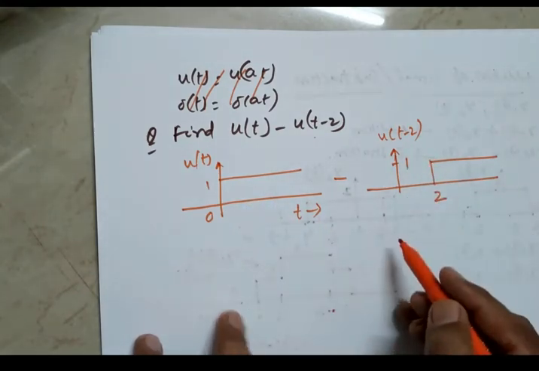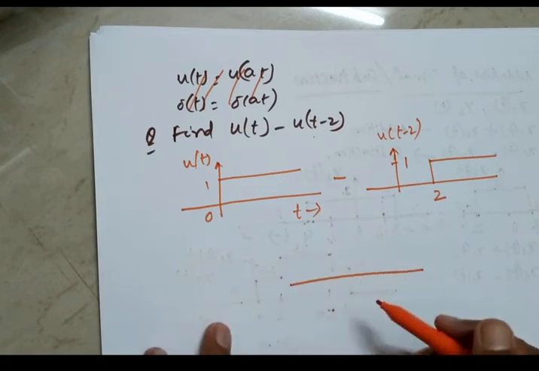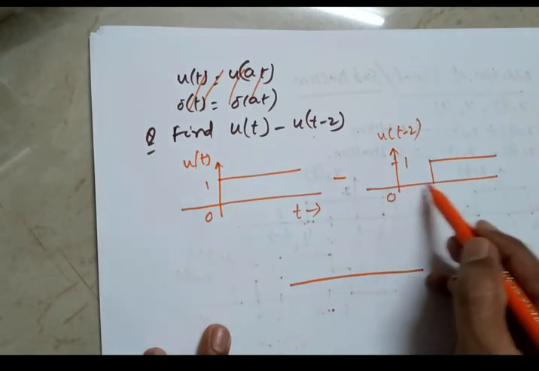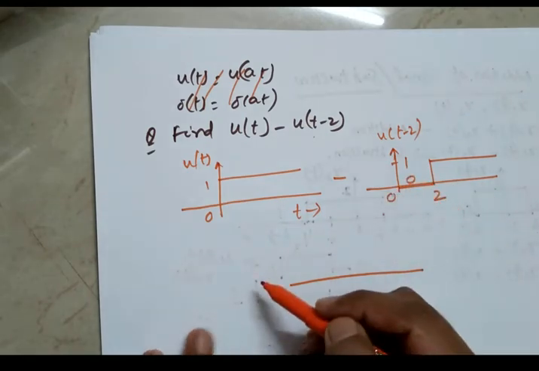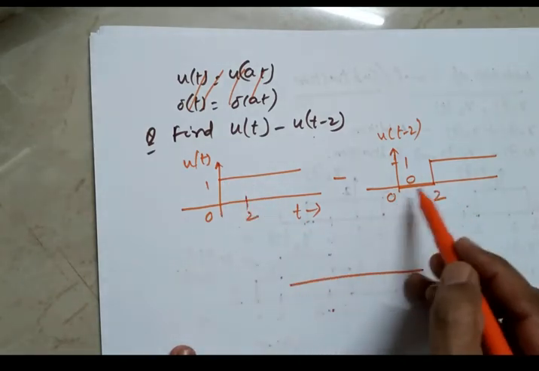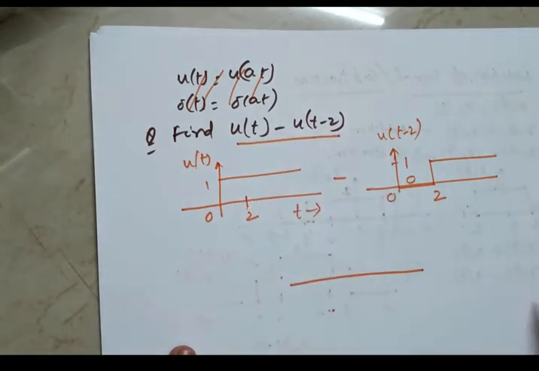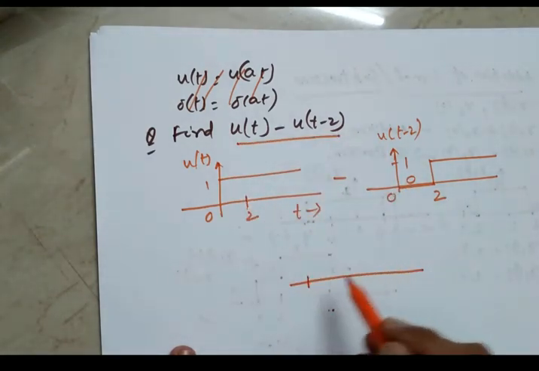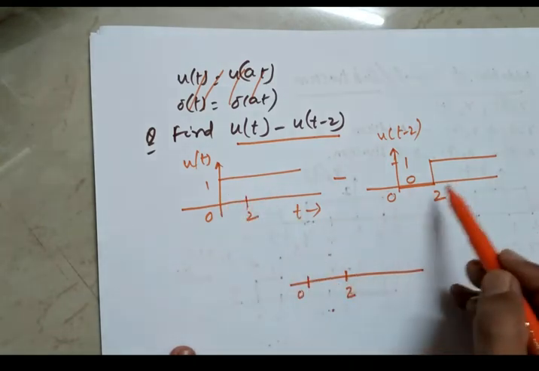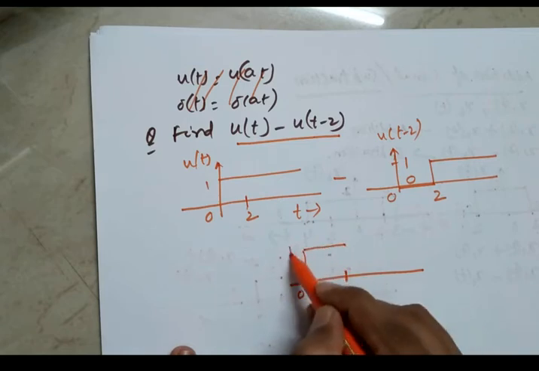Now do the subtraction. What will we get? Second, I am taking one axis like this. Clear? Now see here, from 0 to 2 it is 0 for u(t minus 2), and for u(t) from 0 to 2 it is 1. So from 0 to 2, what you want to find? u(t) minus u(t minus 2), yes or not? So in the limit of 0 to 2, it is 1 and 0. So 1 minus 0, it is 1.